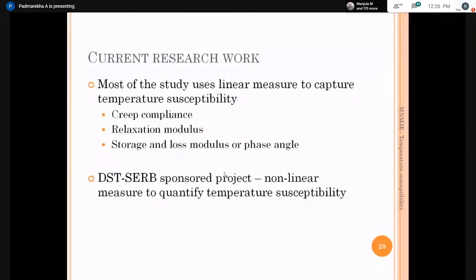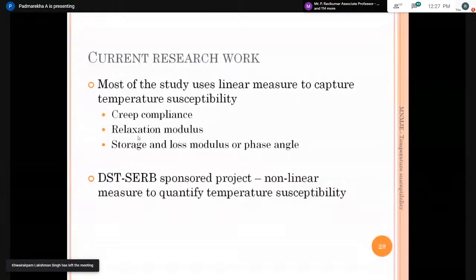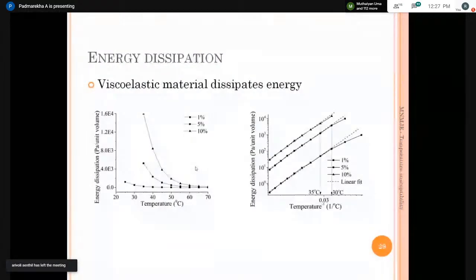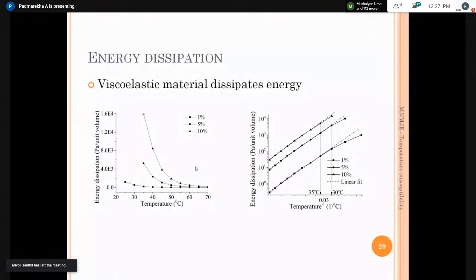These measures become meaningless. Creep compliance, relaxation modulus, storage and loss modulus, all these measures may not be applicable when the response of the material is non-linear. So we have a DST 100 project in which we are trying to quantify the temperature susceptibility of a bitumen using some non-linear measures. One such non-linear measure we used here is energy dissipation.